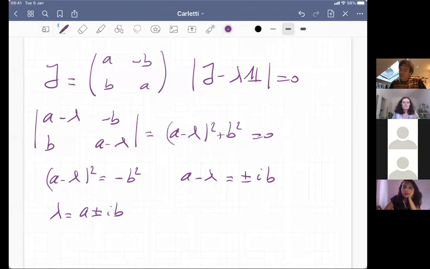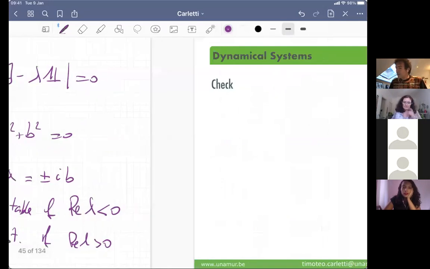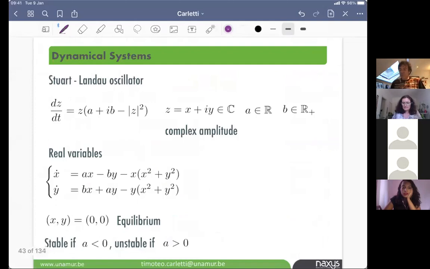And if you remember, the origin is stable if the real part of lambda is negative, and unstable if the real part is positive. And so here you end up with the condition: the real part is a. So if a is negative, you have stability. If a is positive, then you have instability, okay? So you have proved that it's stable or unstable.